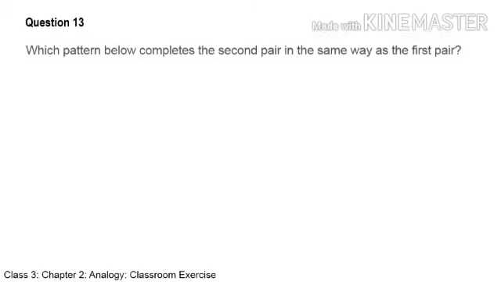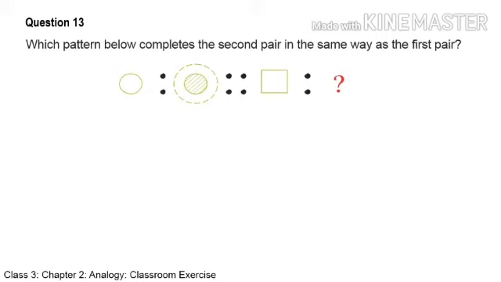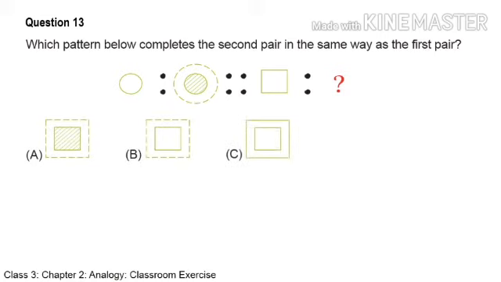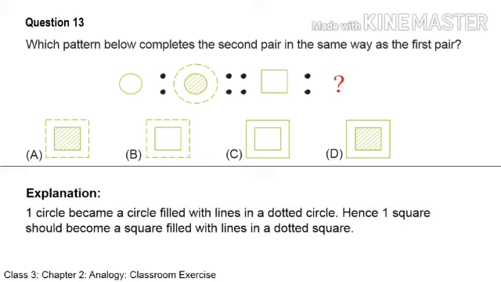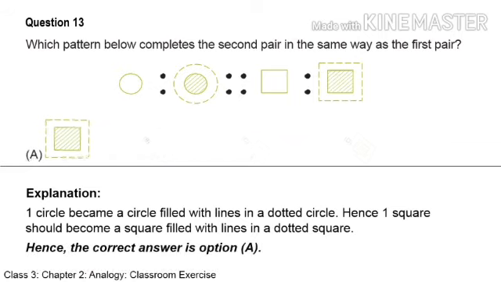Let's now have a look at the next example. Find out which pattern below completes the second pair in the same way as the first pair. We have options A, B, C, or D. Look at all the options carefully. Did you find the answer? Yes. One circle became a circle filled with lines in a dotted circle. Hence, one square should become a square filled with lines in a dotted square. Hence, the correct answer is option A.